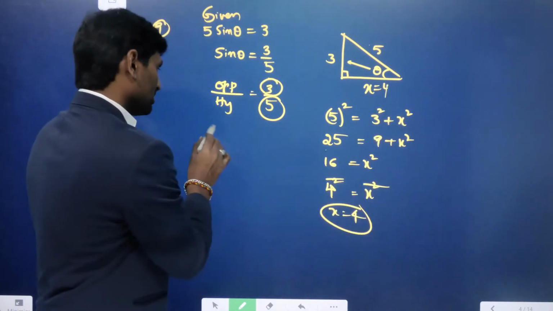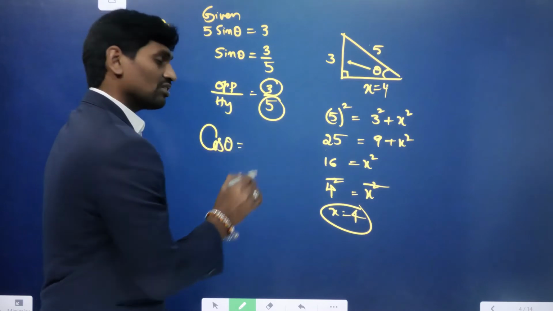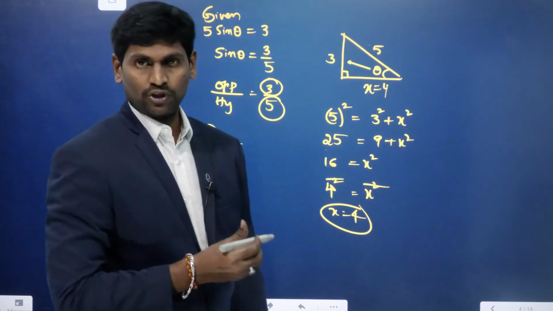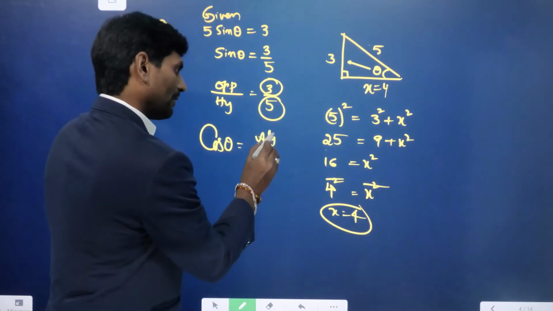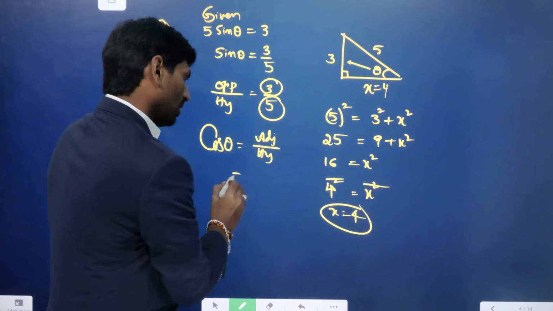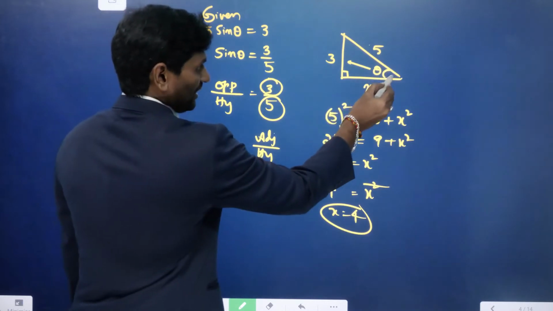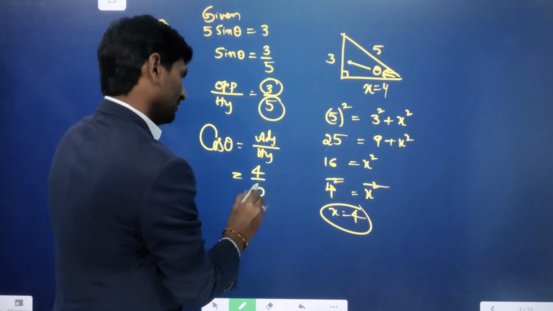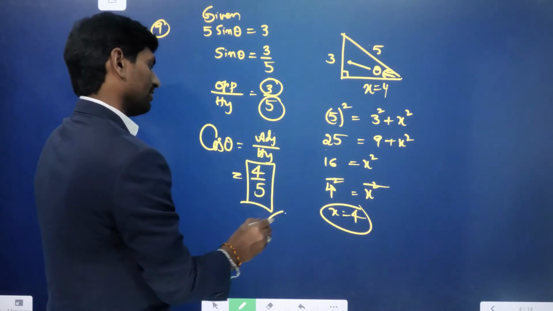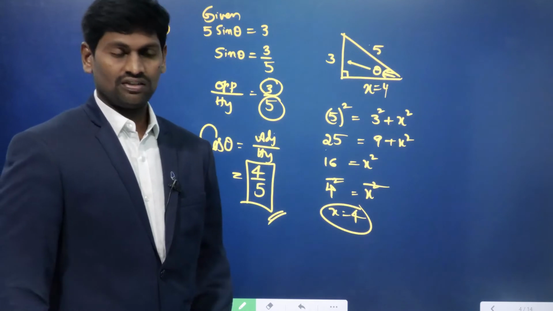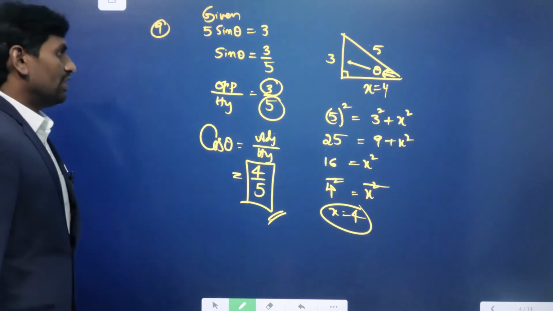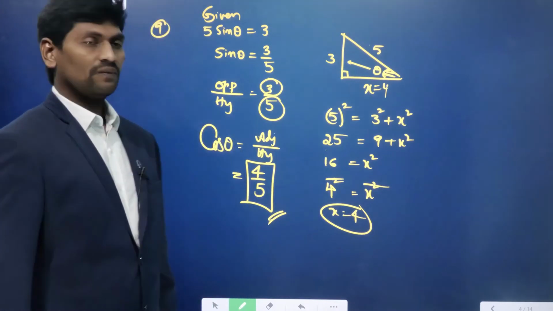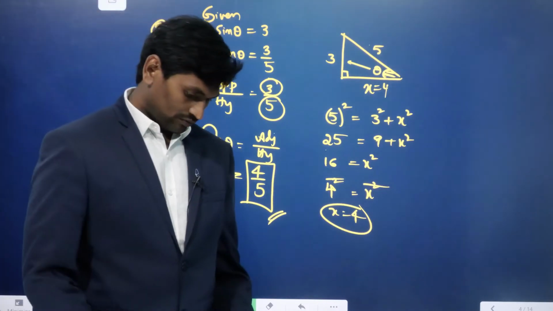Now we need to find cos theta. What is the ratio of cos theta? Adjacent side by hypotenuse. What is the adjacent side here? For theta, the adjacent side is this 4. Hypotenuse is 5. So cos theta equals 4 by 5. Please note it. So we applied the Pythagoras theorem here and the ratio also. Please note that. Shall I go for the next question?